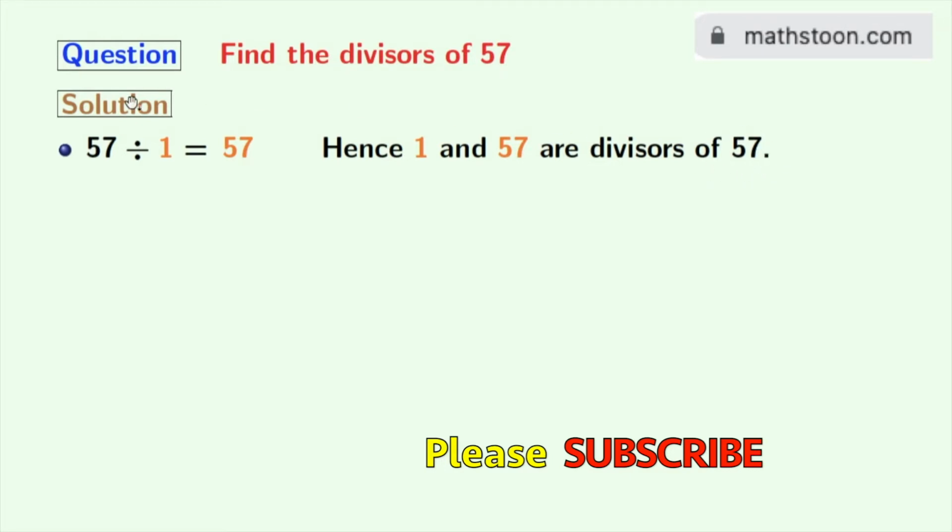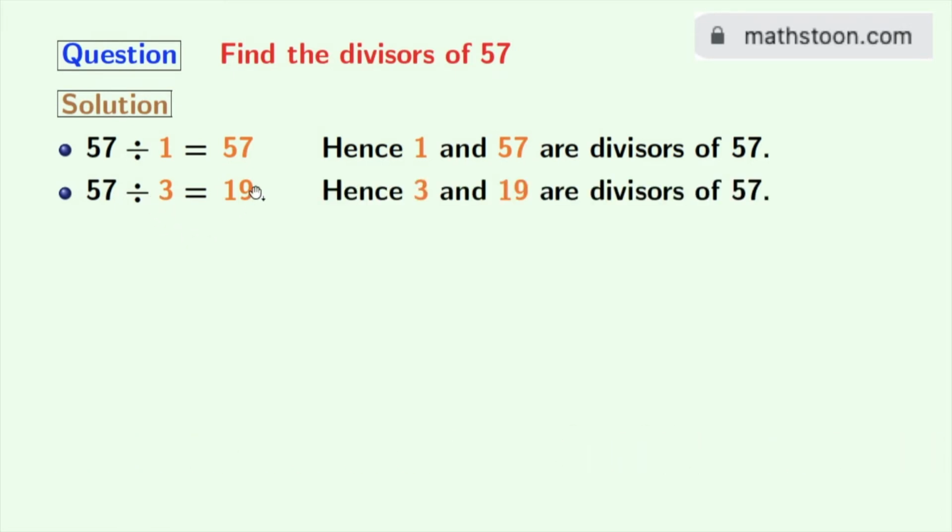Next number 2 does not divide 57 as this is an odd number. So we will try for 3. 57 divided by 3 is 19. Hence, 3 and 19 are the divisors of 57.